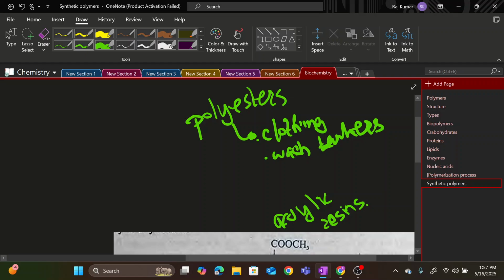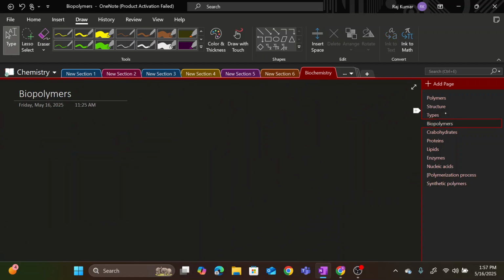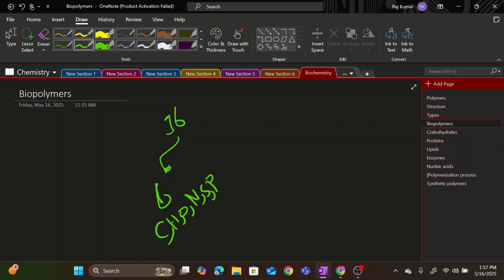And there is another important topic, which is biopolymers. This is something we have already covered in biochemistry in 11th grade, so it's not much to worry about. There are 16 bioelements, and out of those, six are the major ones, which include carbon, hydrogen, oxygen, nitrogen, sulfur, and phosphorus. The other 10 are also essential but not as abundant as the six.